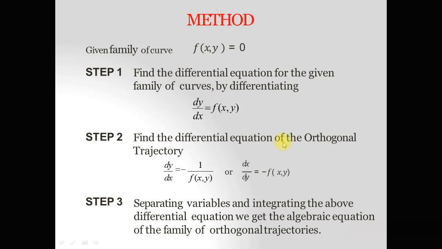To find the differential equation of the orthogonal curve, we take the negative reciprocal of this slope, and we obtain the differential equation of the required orthogonal curve. And after separating variables and applying integration, you will get the required algebraic equation of the second orthogonal family of curves.